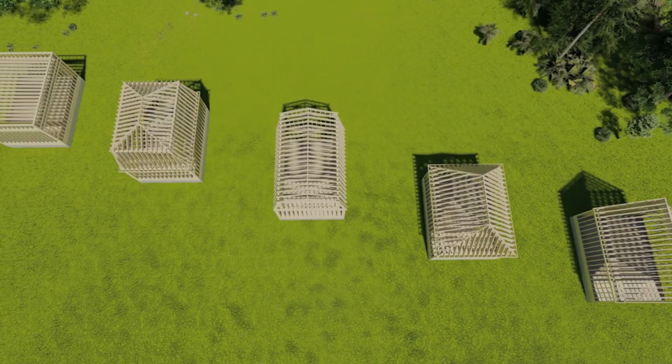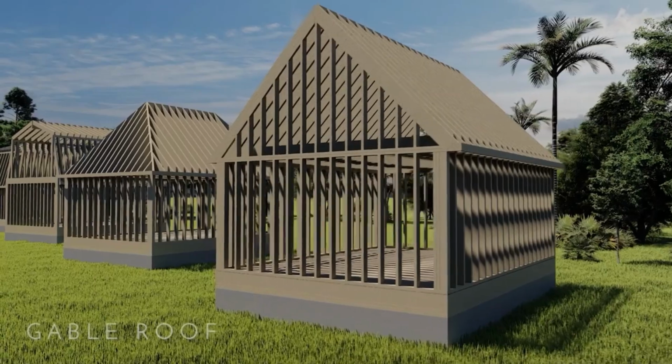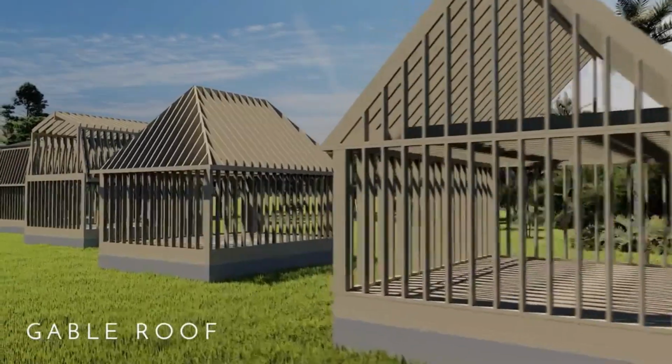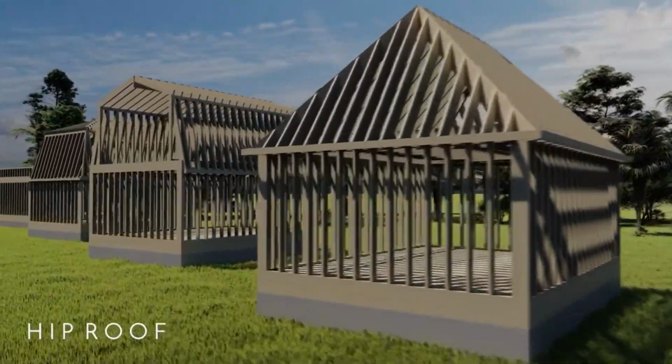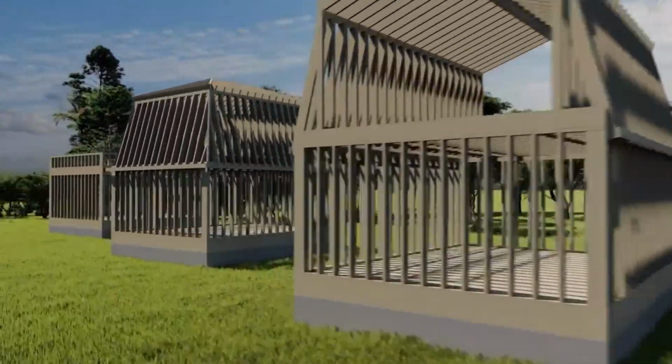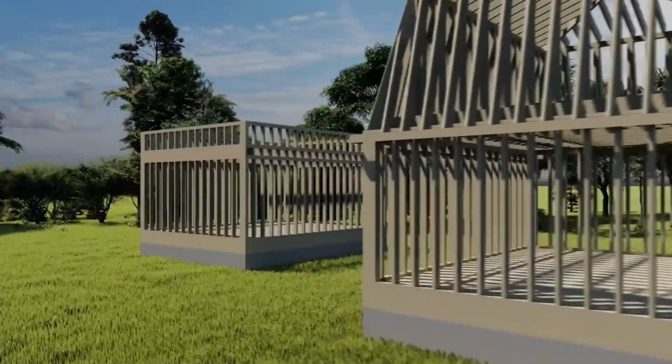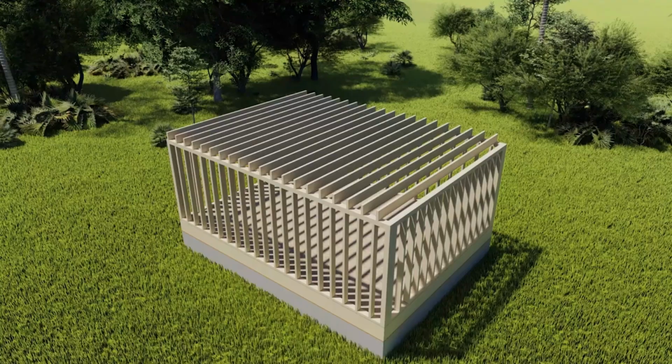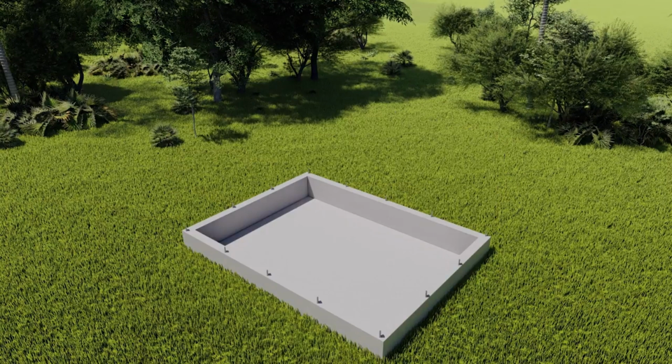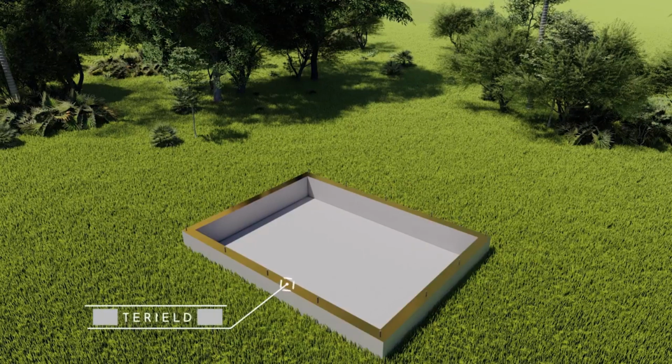What's going on, guys? Today we're going to go over 5 different common roof types. First we have the gable, then the hip, the gambrel, the mansard, and the flat roof. Before we get into the roof framing, let's quickly refresh on what's under the roof. First we have the footings and then the foundation walls. On top of the foundation wall we have the termite shield, and this stops termites from coming up to the wood structure.